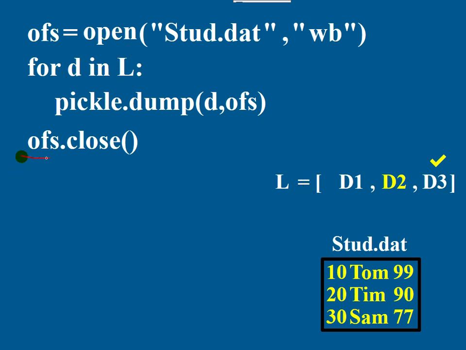Now once the use is over, you can close the file and you can see that the binary file stud.dat contains modified marks. So this is how you modify a record by making use of list or without using temporary file.